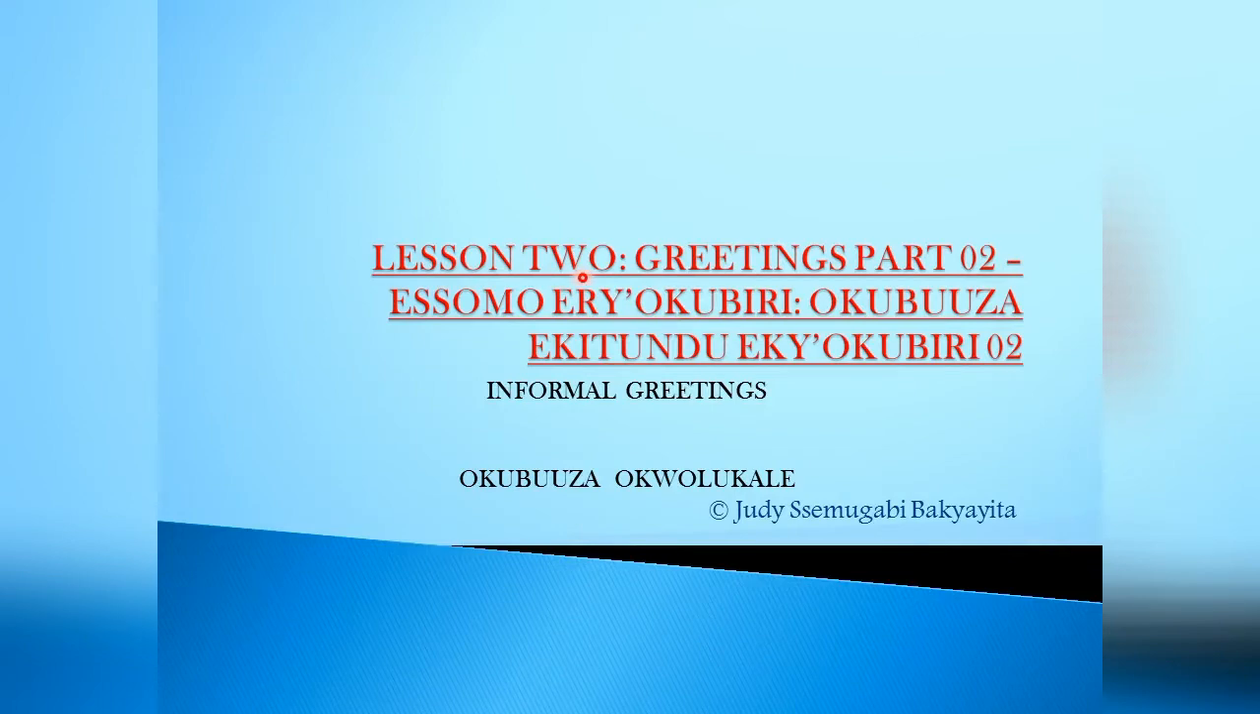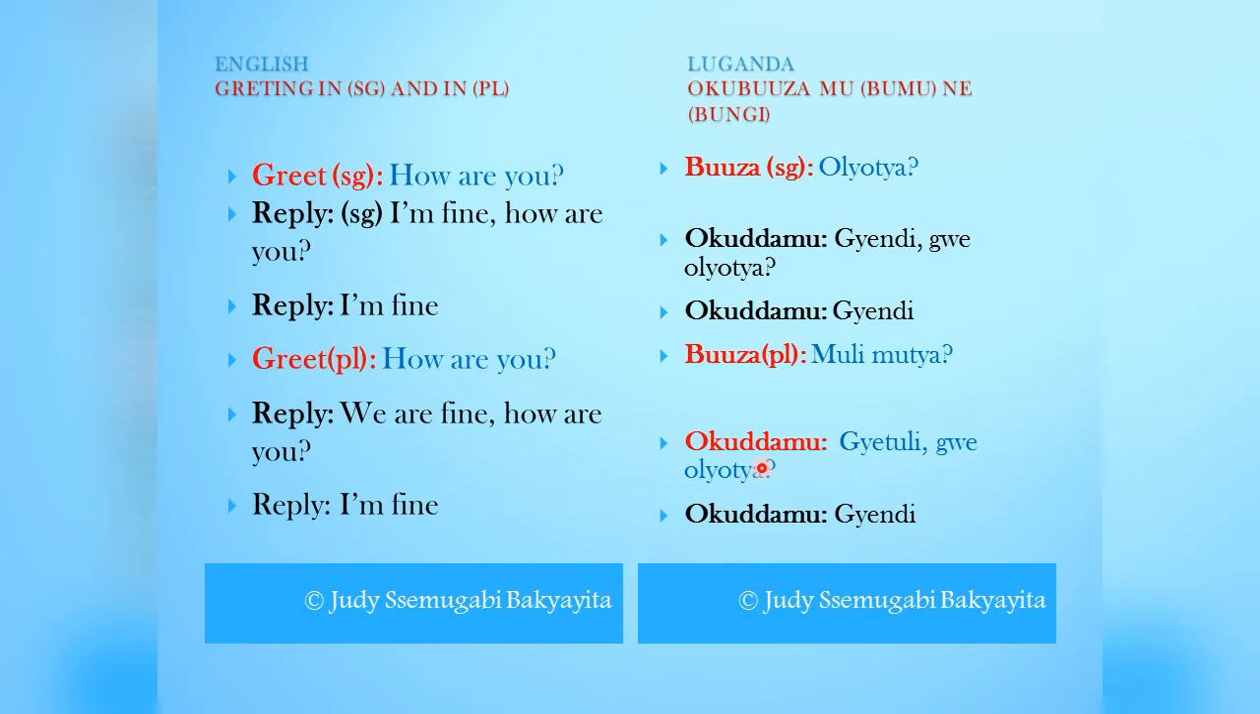Okay, this is our Luganda lesson 2, greetings part 2. Essomo eryokubiri, okubuuza ekitundu ekyokubiri. So we're gonna learn about informal greetings. Okubuuza okwolukale. Greetings in singular and in plural. Oluganda, okubuuza mu bumu ne mu bungi.